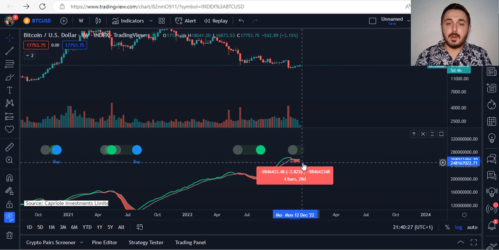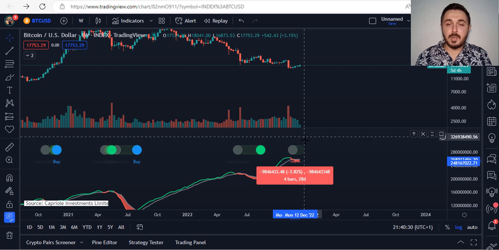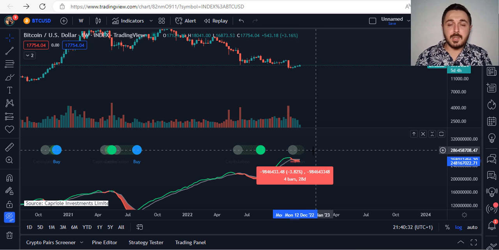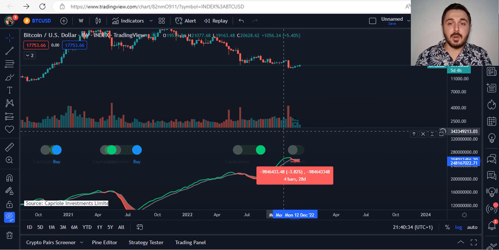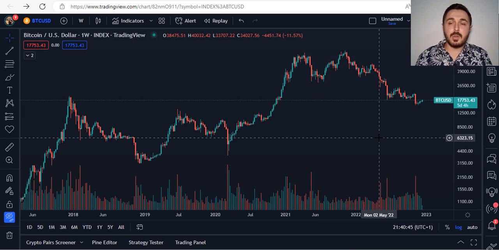We're eyeing next month for us to have a buy signal. We'll keep you guys up to date regarding this hash ribbons on the weekly. Now let's jump in to the other charts.